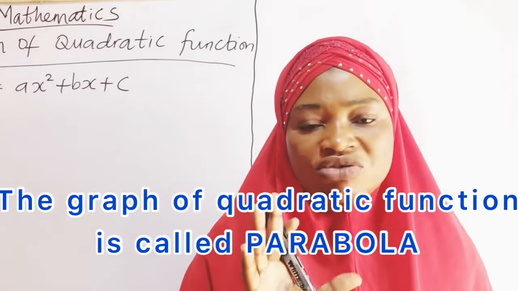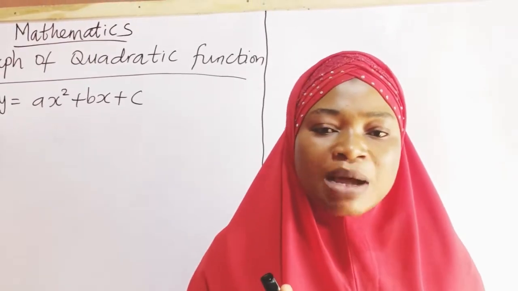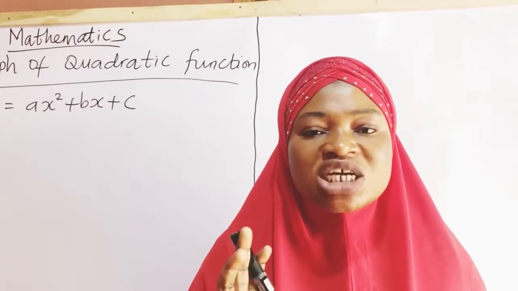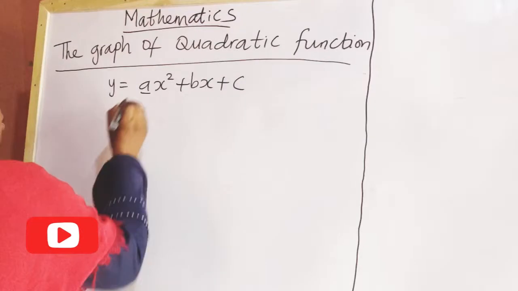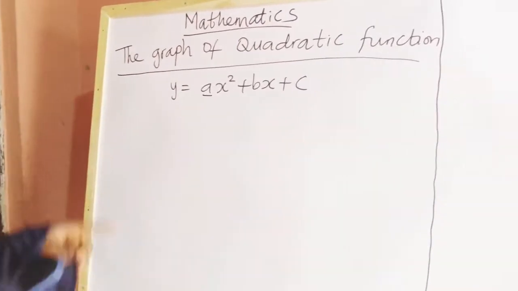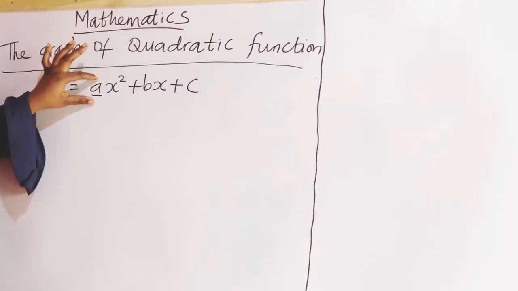The graph of quadratic equation is called parabola, and the shape of this parabola depends on the coefficient of x squared, a. That is, this a is the coefficient of x squared. So the shape of quadratic equation depends on the value of a.